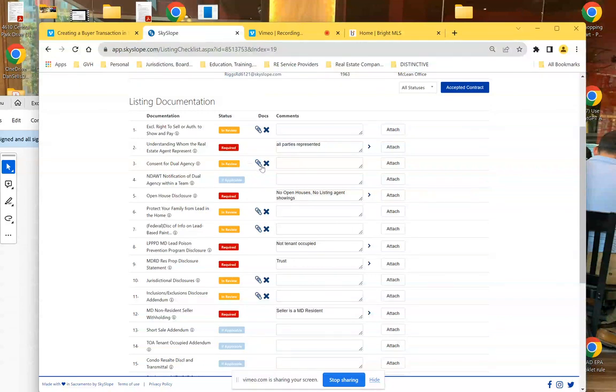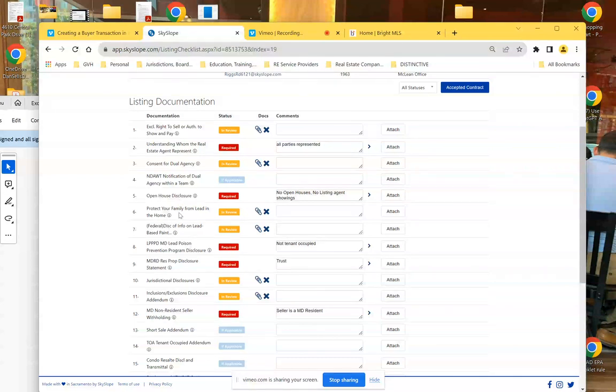Consent for dual agency is a required document. It's attached. Open house disclosure. In this case, this was an estate sale that was a really distressed property. There was never going to be any live showings by myself or by open houses. So in this case, this was an appropriate answer for this section. Otherwise, I would have uploaded the required disclosure that's required to be posted publicly whenever you're going to show the property to unrepresented people. That's just part of Maryland law.